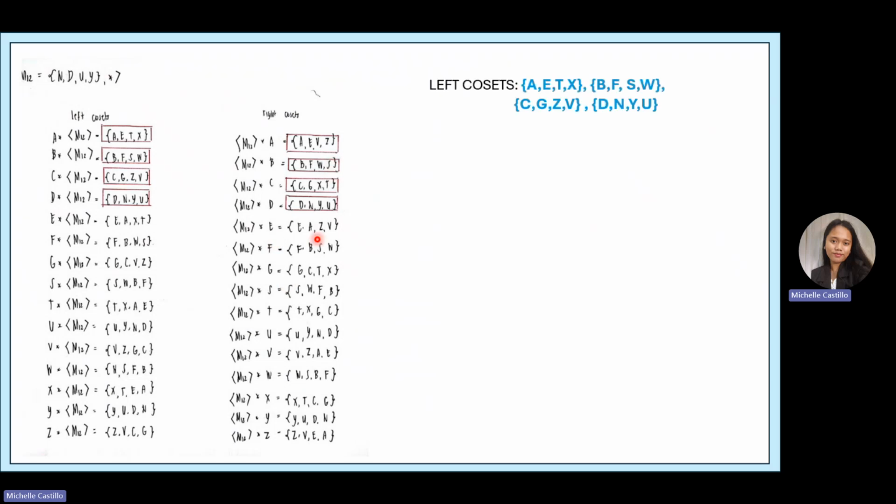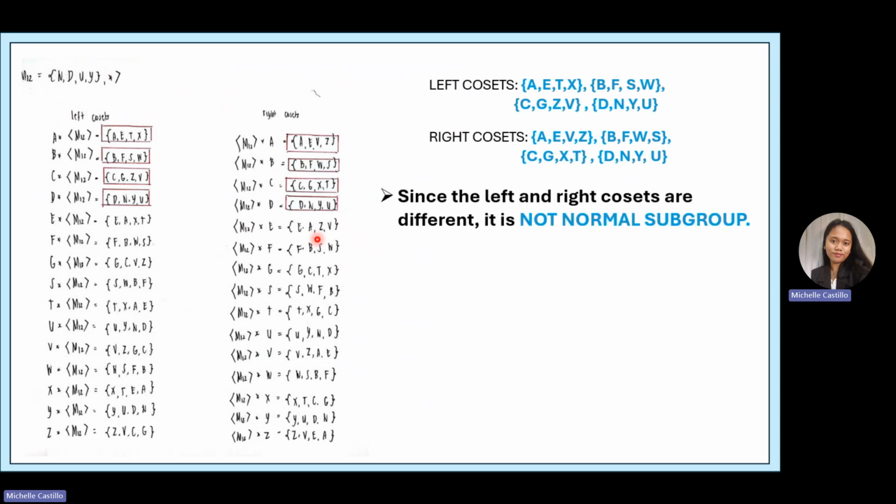So for the left cosets, we have A, E, T, and X, then B, F, S, and W, C, G, Z, and V, then D, N, Y, and U. Then for the right cosets, we have A, E, V, and Z, B, F, W, and S, C, G, X, and T, then D, N, Y, and U.